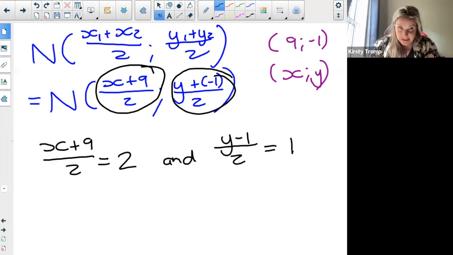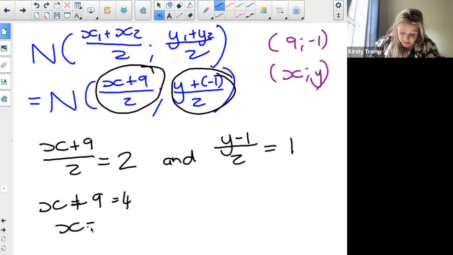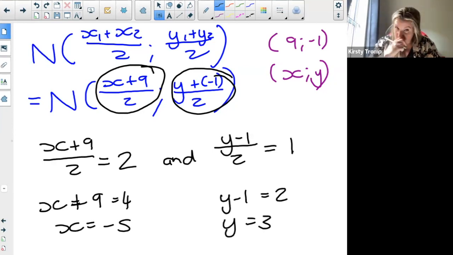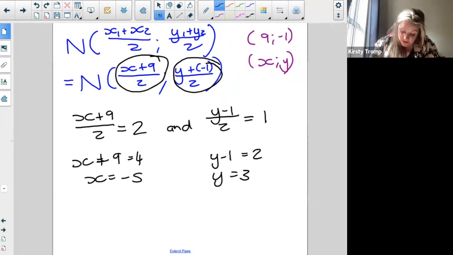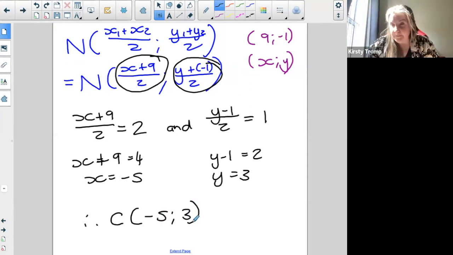So I go and calculate that, right? I get x plus 9 equals 4, x equals -5, and on this side, I get y minus 1 equals 2, y equals 3. So therefore, C is the point -5 is to 3. Okay, we're doing the opposite here.